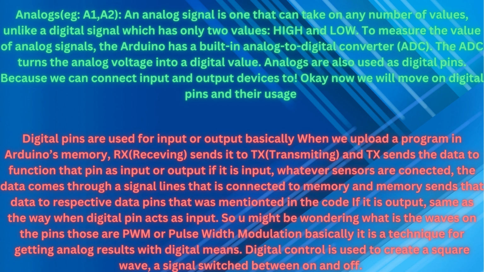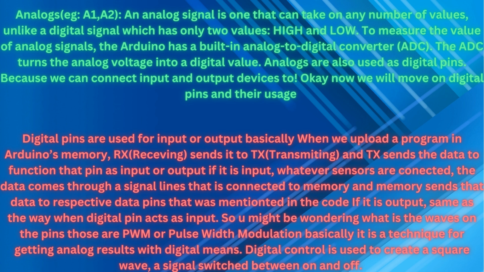Okay, now we will move on to digital pins and their usage. Digital pins are used for input or output. Basically, when we upload a program into the Arduino's memory, RX receiving and TX transmitting send the data to function that pin as input. Whatever sensors are connected, the data comes through signal lines to memory, and memory sends that data to the respective pins that were mentioned in the code if it is output, same as when a digital pin acts as input.